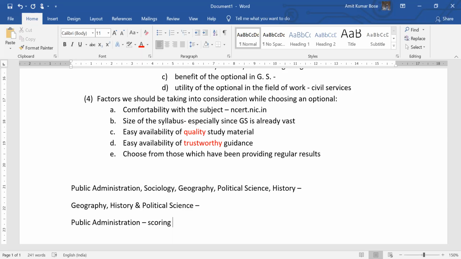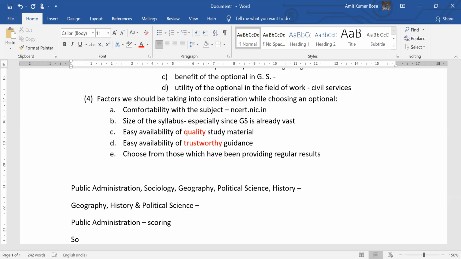In recent times, I have seen number of candidates whom I felt are candidates with potential, but they were continuously facing difficulty because of public administration, especially the way scoring is being done. Okay, so that's why I talked about these negative points as well. It's not my job to give you only the positive points. I gave you the negative points as well.